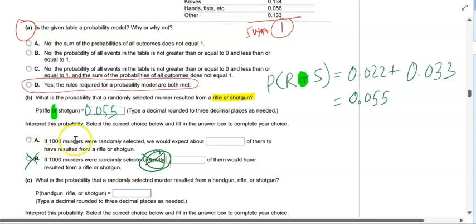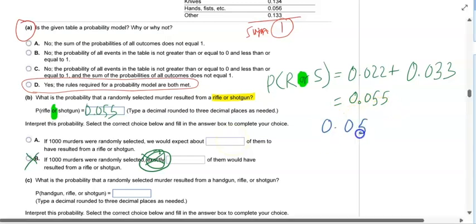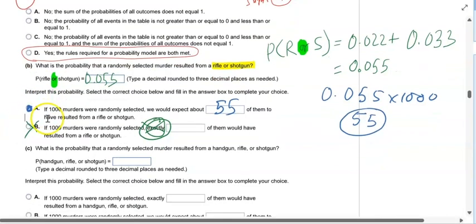And if 1000 murders were randomly selected, we would expect about how many? You multiply 0.055 by 1000, which gives you 55. Therefore, if 1000 murders were randomly selected, we would expect about 55 of them to have resulted from rifle or shotgun. That's the answer.